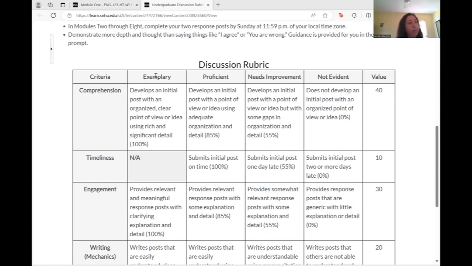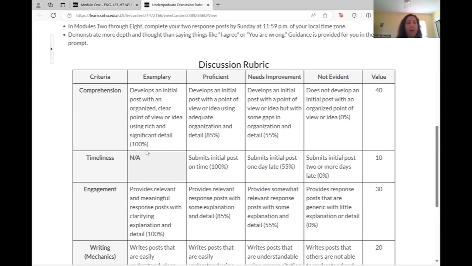The top category, exemplary, is 100% of the points. So you'll see the value of the comprehension section here is 40. That means it would be the equivalent of 40 points. 100% is for posts that really go above and beyond. They fulfill the assignment, but in a unique and innovative way that is amazing. An exemplary, therefore, is a value that we do not give out lightly.